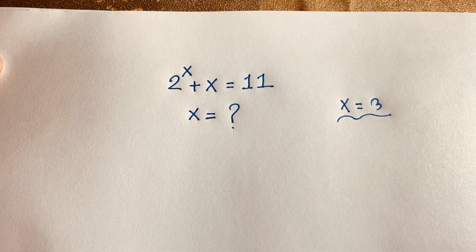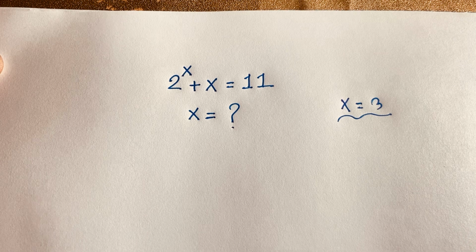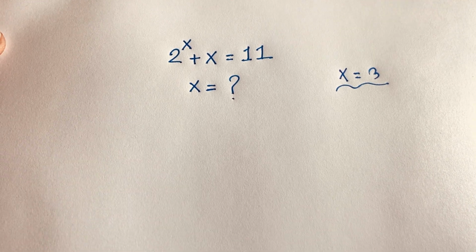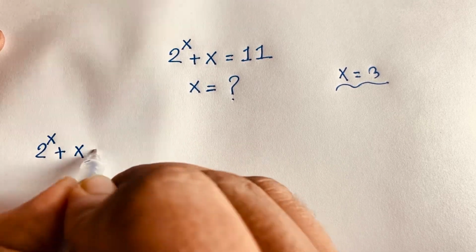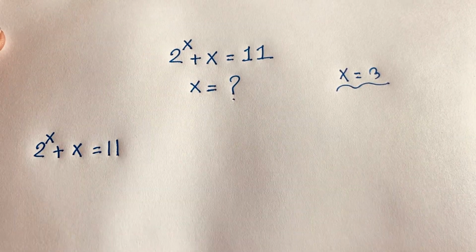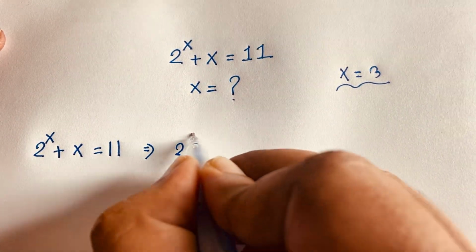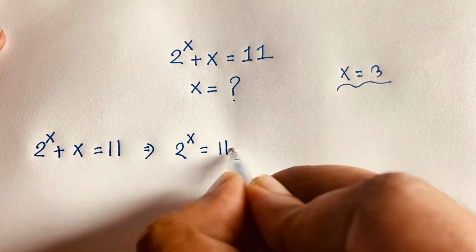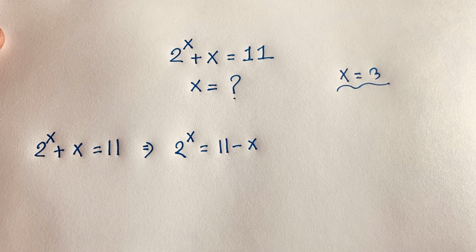But how to solve this question? How to find out, how to evaluate this maths Olympiad question? So let's start. Here is 2 to the power x plus x is equal to 11. Then I can easily say 2 to the power x is equal to 11 minus x. I just move this x to this side, and it will be 11 minus x.